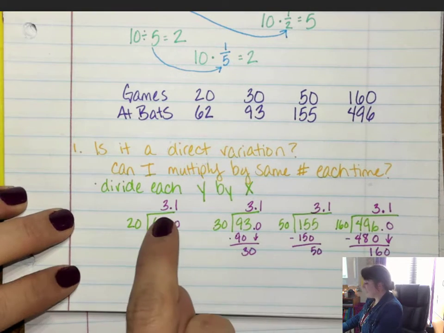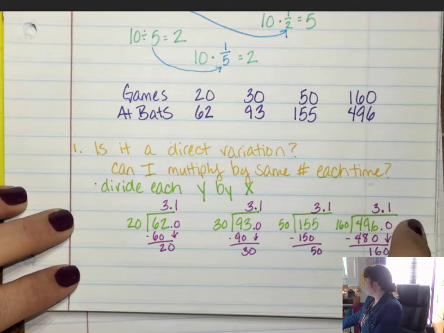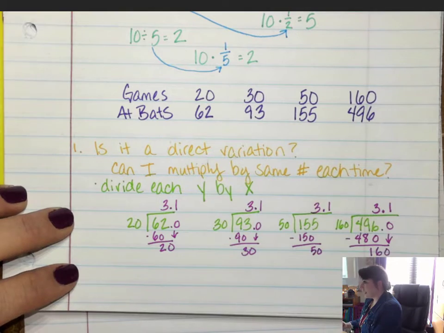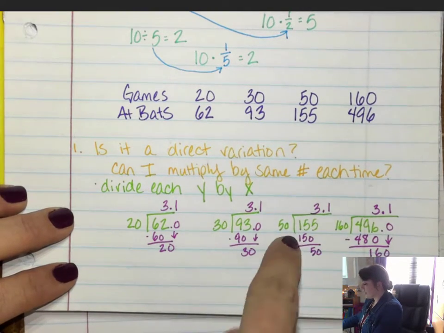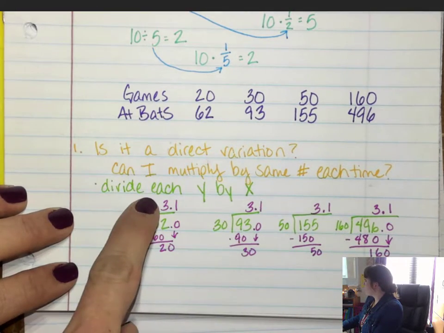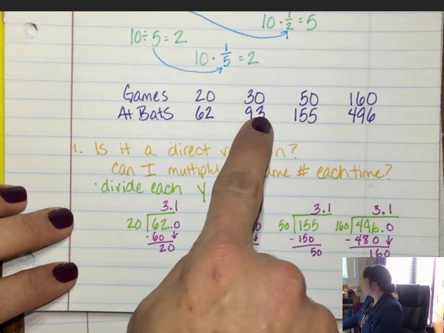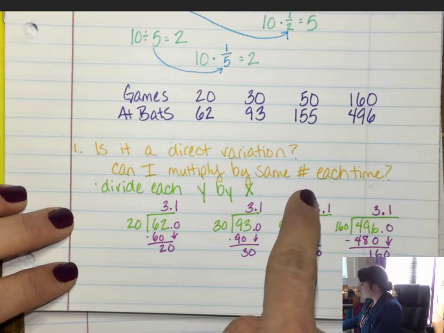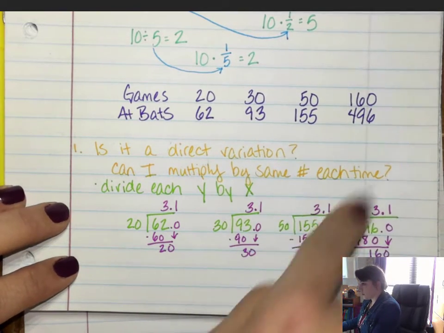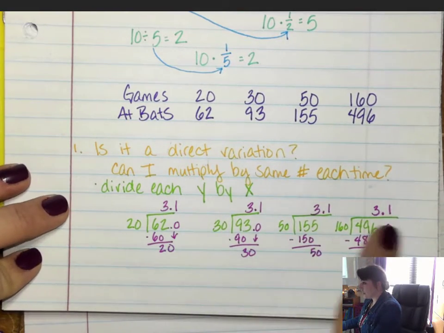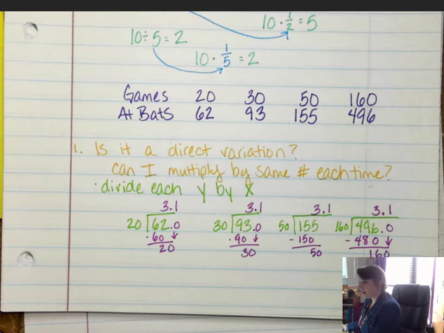So because it comes out the same every time, it is constant. It is a direct variation. I can do 20 times 3.1 to get 62. 30 times 3.1 gives me 93. 50 times 3.1, and so on and so on. Okay, so check each one. Hopefully it's going to show a pattern pretty quick.